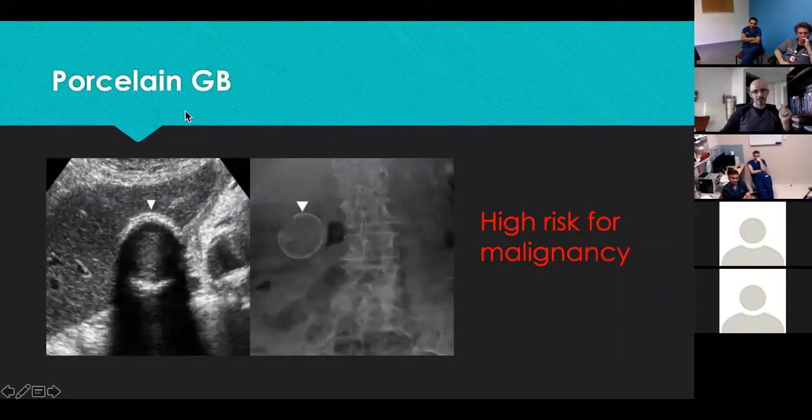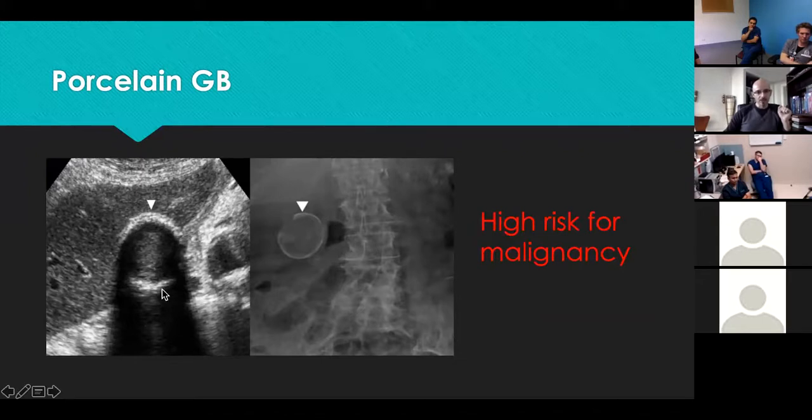And that is the porcelain gallbladder. As you can see, it's just a white hyperechoic wall without any anechoic area between the wall and that shadow. It's just one echogenic area with the shadow after it. And that would be an X-ray of the porcelain gallbladder.